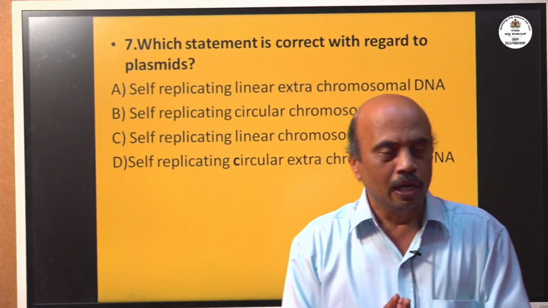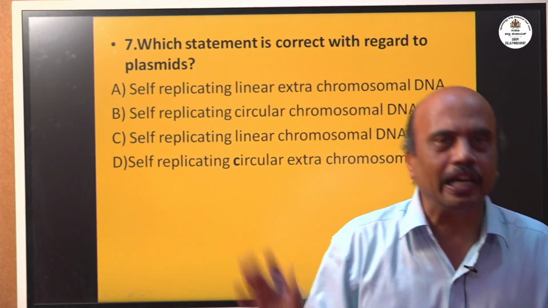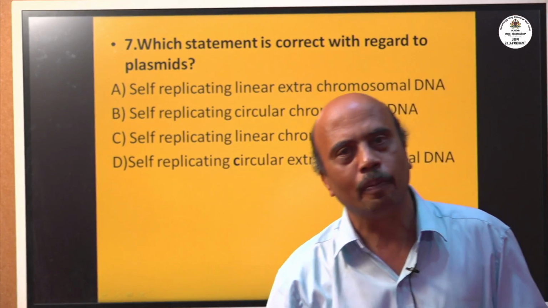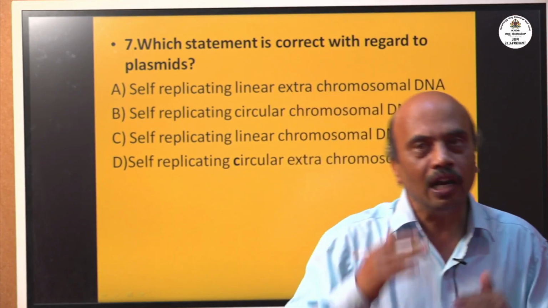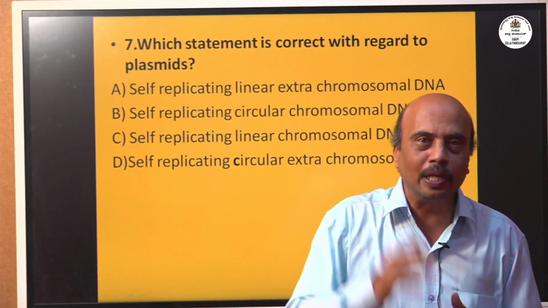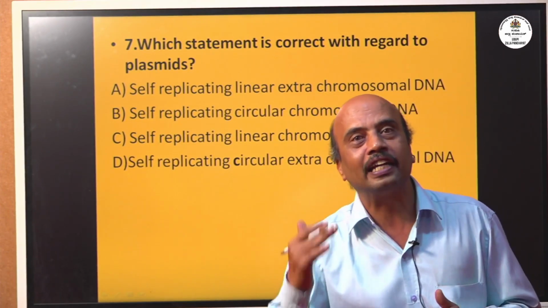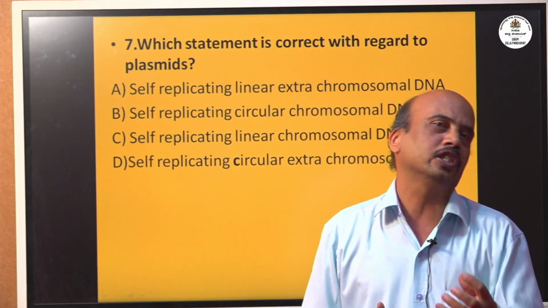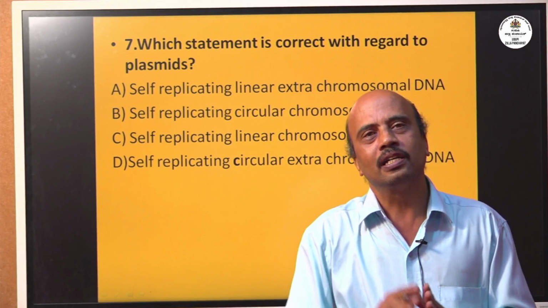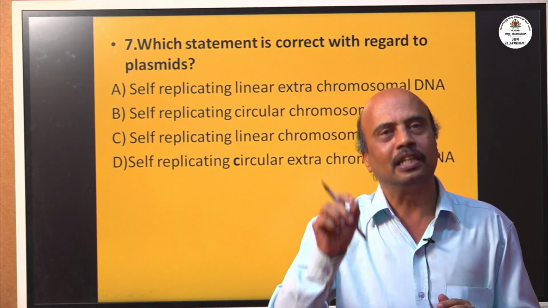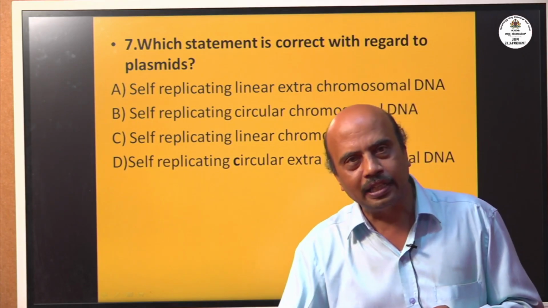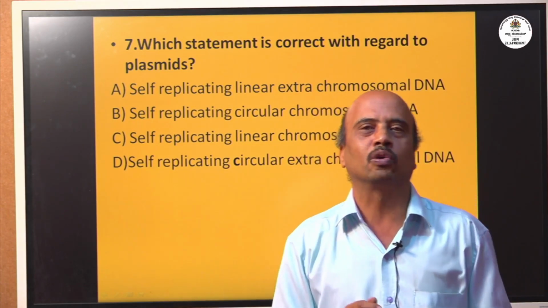Now, all bacteria do not have plasmids, but most of the bacteria do have plasmids. They are self-replicating or autonomously replicating, double-stranded, circular, naked. Naked means they are not associated with histone proteins. They are circular, not linear. Circular, naked, double-stranded, autonomously replicating DNA present in the cytoplasm of many bacteria are known as plasmids.